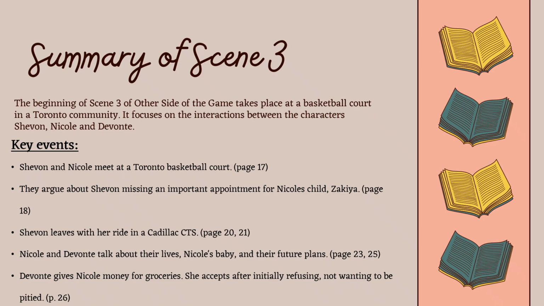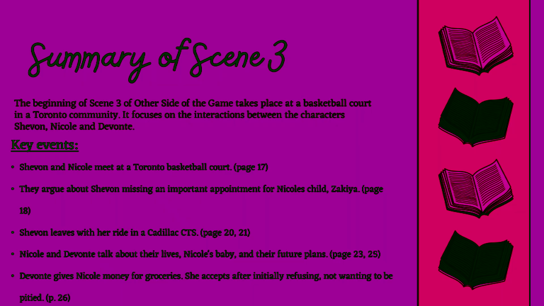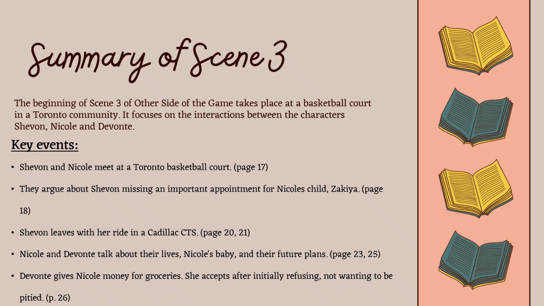Scene 3. The beginning of Scene 3 of The Other Side of the Game takes place at a basketball court in a Toronto community. It focuses on the interactions between characters Siobhan, Nicole, and Devante. The key events are Nicole and Siobhan meet at a Toronto basketball court. They argue about Siobhan missing an important appointment for Nicole's child, Zakaya. Then Siobhan leaves with her ride in a Cadillac after Devante shows up.